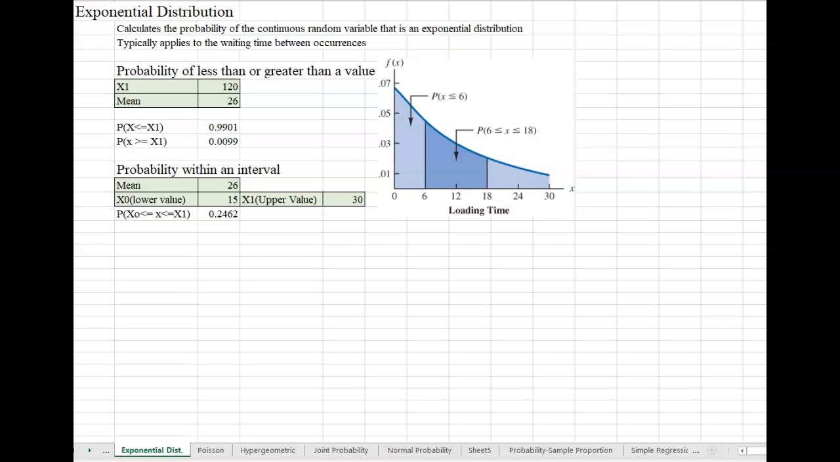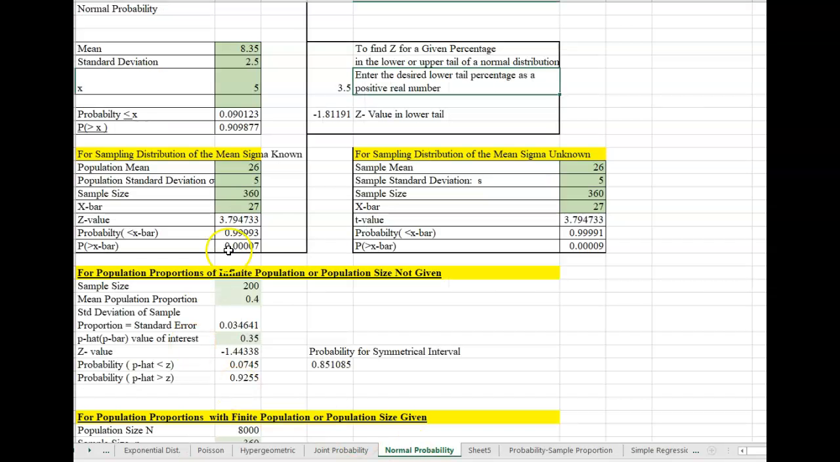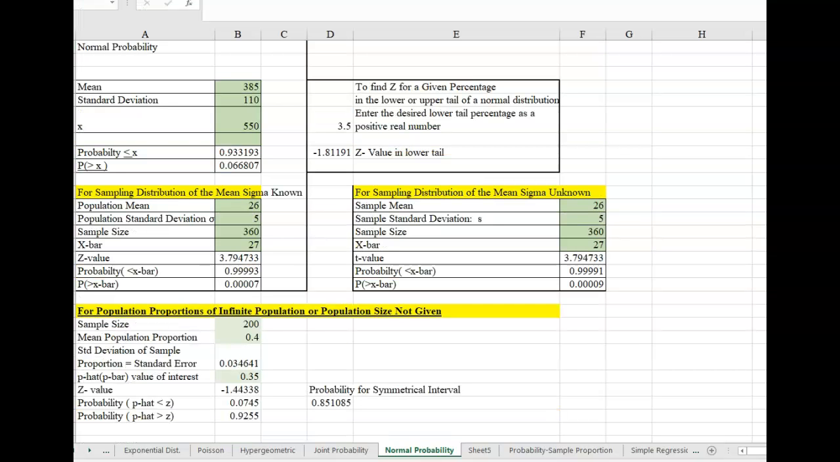Next, we open our Stats Toolkit and go to the Normal Probability tab. In the Normal Probability tab, we're not using the sampling distribution, we're simply using the standard normal probability distribution. So we enter our values here. I didn't show it on the screen, but when you open this spreadsheet, make sure you click on Enable Editing at the very top of the spreadsheet so that you can enter in the numbers.